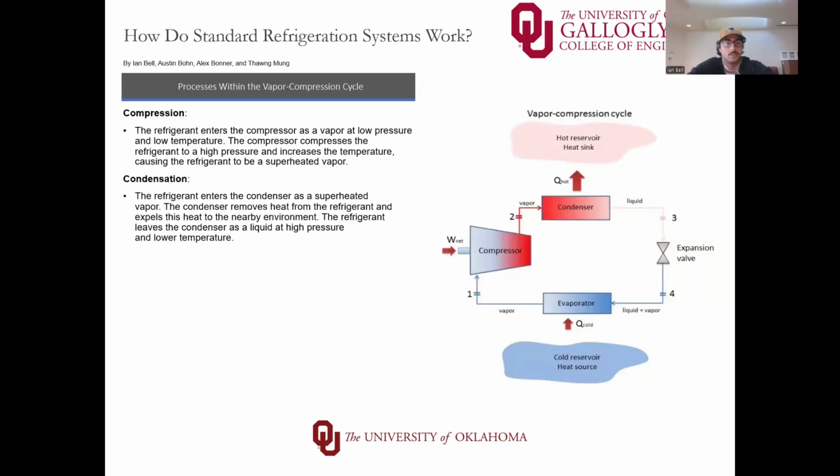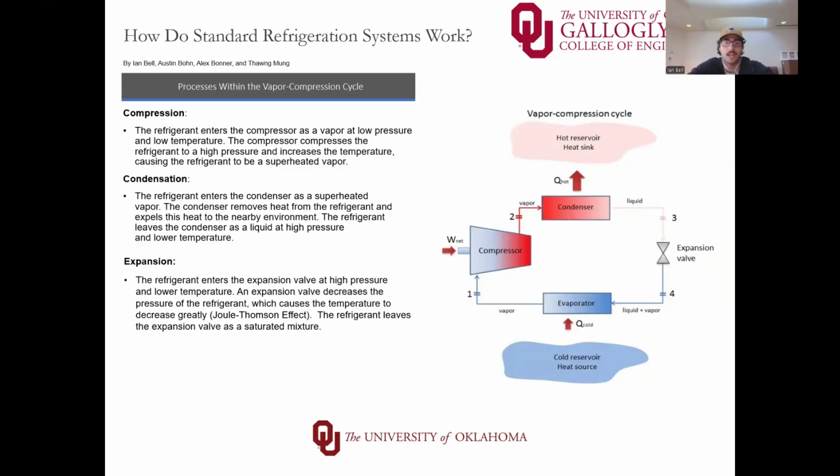The next will be condensation. The hot refrigerant enters the condenser where it releases heat to the surroundings. This is the Q hot in this diagram that you can see. As the refrigerant loses heat, it changes phases and exits the condenser as a high pressure liquid. Then we have expansion. The liquid flows through an expansion valve where the pressure drops suddenly. This drop causes a large temperature decrease due to the Joule-Thomson effect, producing a cold mixture of liquid and vapor.